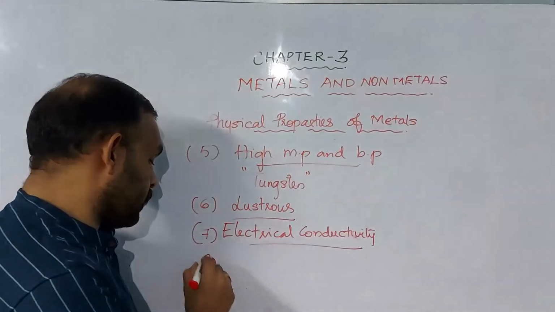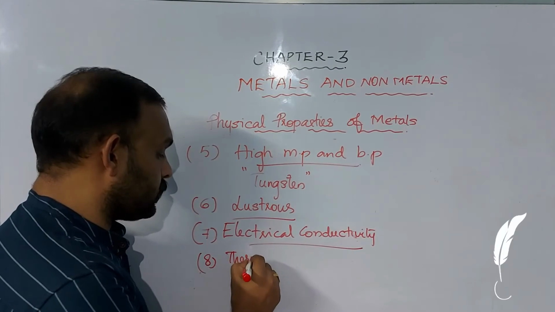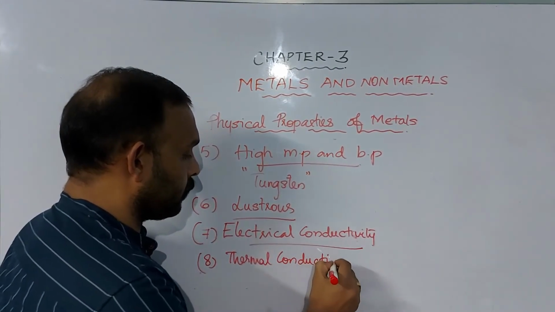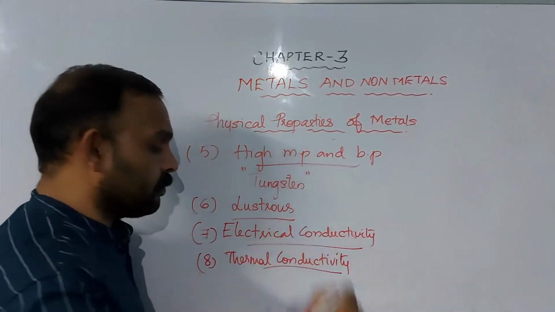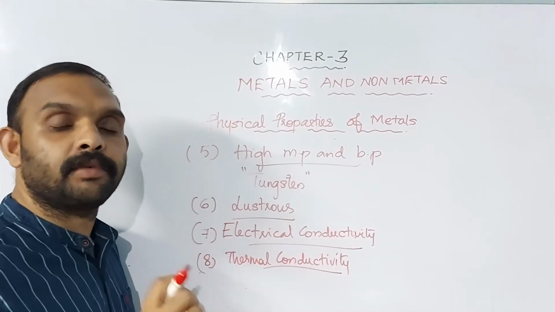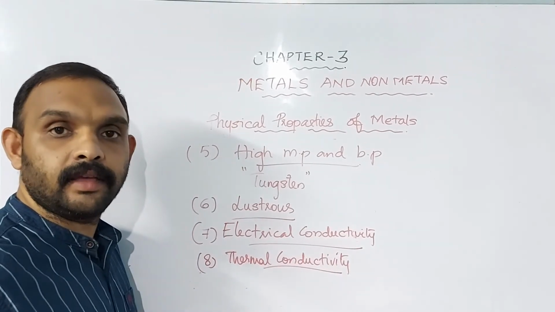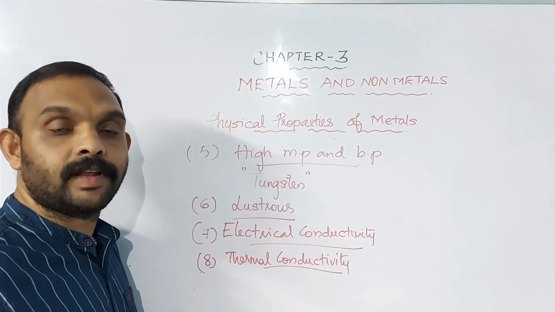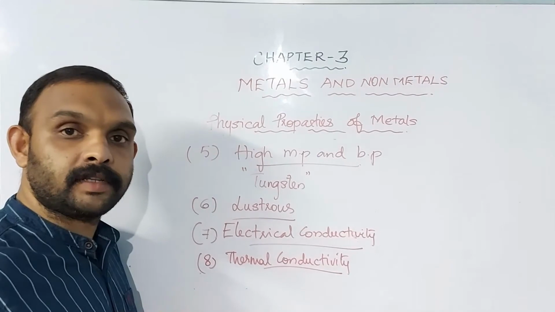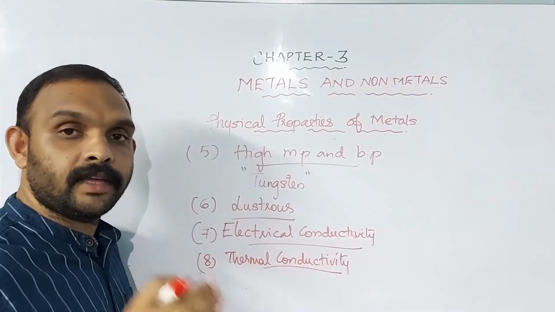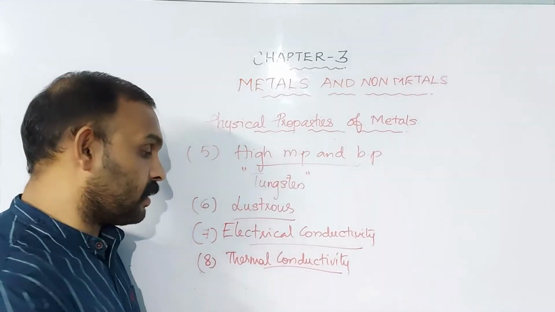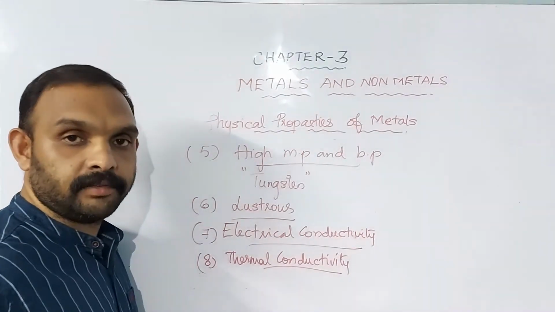Now another one is known as thermal conductivity. We know at home we use aluminium utensils in our kitchen. Why? Because aluminium is a metal. Metals will heat up very easily. So aluminium utensils are preferred for cooking in the kitchen. Clear? So we can say that all metals have good thermal conductivity.